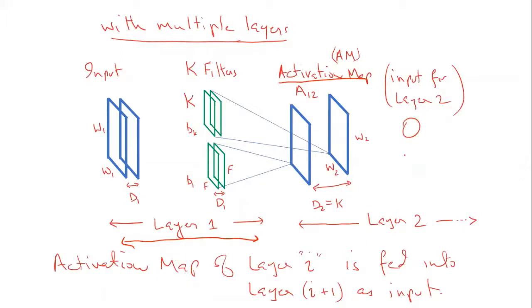And then you'll have a bunch of filters over here and so on. And you'll have another output. And then this will become the third layer and so on. So that's the basic idea. And now what we'll try to do is look at a slightly more complex example.